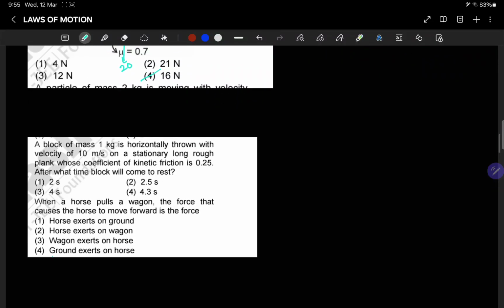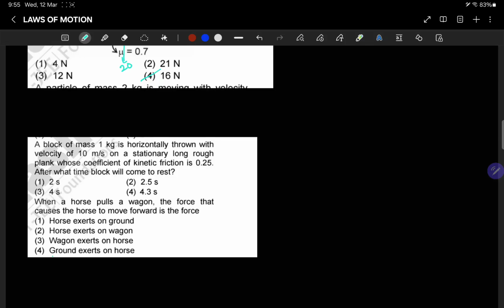Next question, students. A block of mass 1 kg is horizontally thrown with velocity 10 meter per second on a stationary long rough plank whose coefficient of kinetic friction is 0.25. After what time will the block come to rest? That is the question being asked, students.